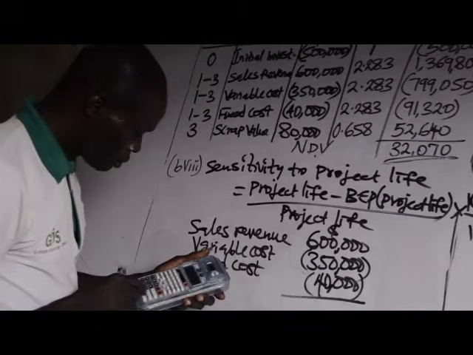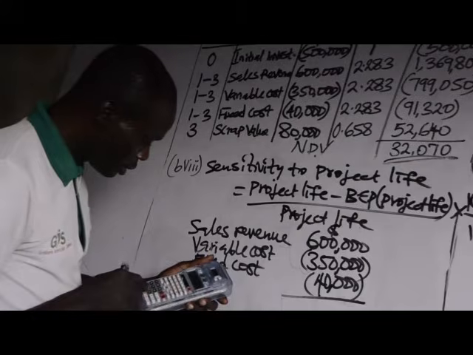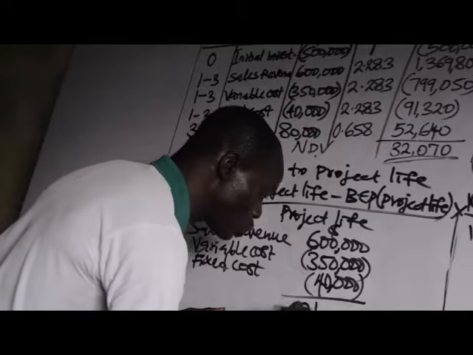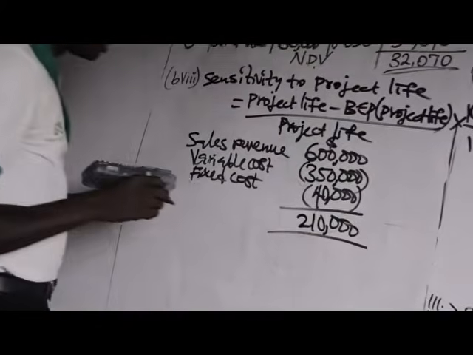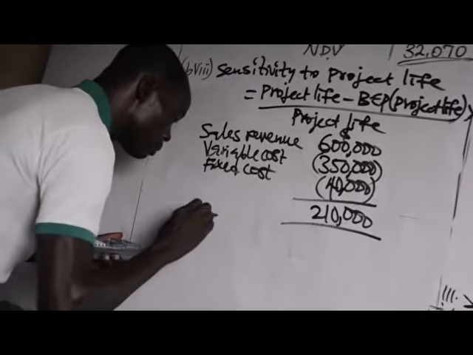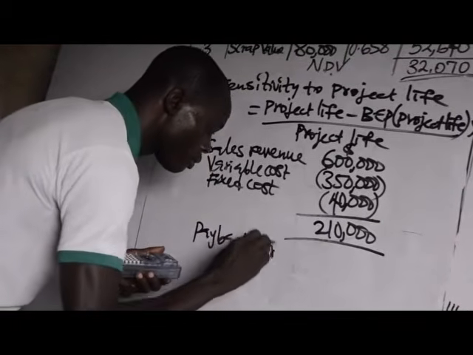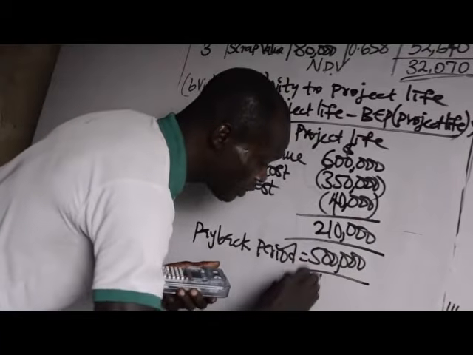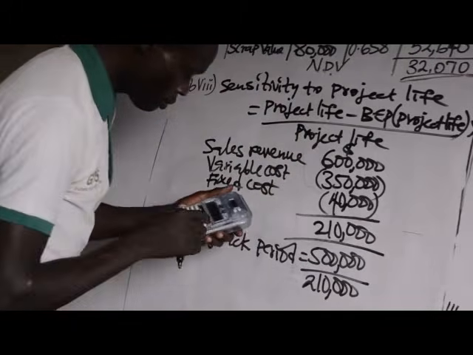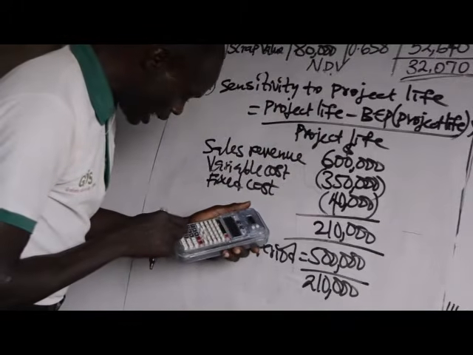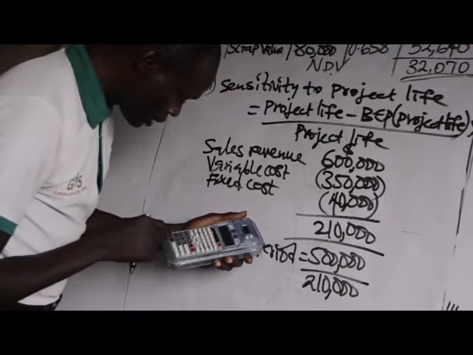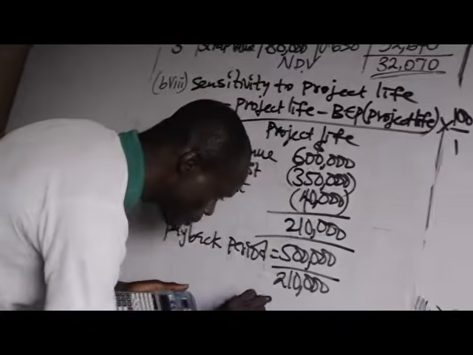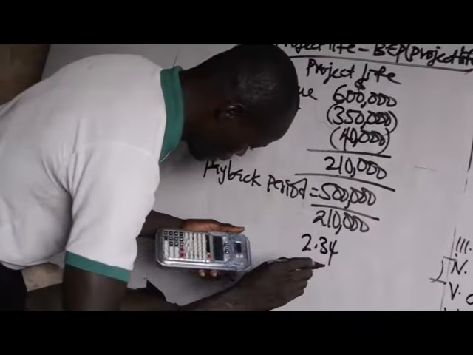600,000 minus 350,000 minus 40,000. The net cash flow is 210,000. Therefore, payback period will be outlay of 500,000 divided by annual cash inflows of 210,000. 500,000 divided by 210,000, we have 2.38 years.